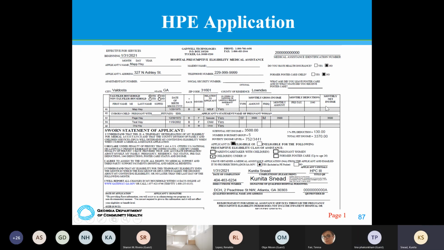Subtotal net income. Whatever you have in this last column where it says monthly net income, if you have more than one income here, you would add those incomes up together and put it down here. The only income we have is 3,500, so that is the number that goes where it says subtotal net income, 3,500. Number in the budget group is 5.